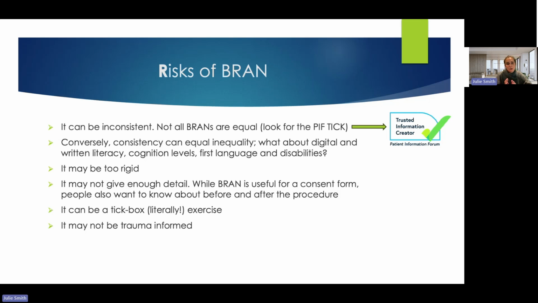And again, really important to gynaecology, it might not be trauma informed. So if it's just the same kind of copy and paste BRAN given to everyone, is it taking into consideration the different personal life experiences that are being brought into that conversation?